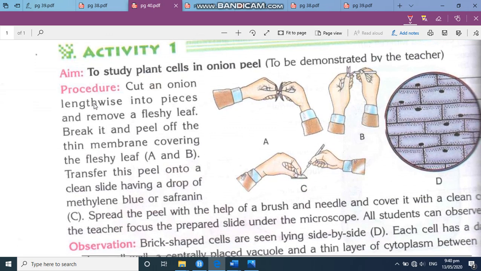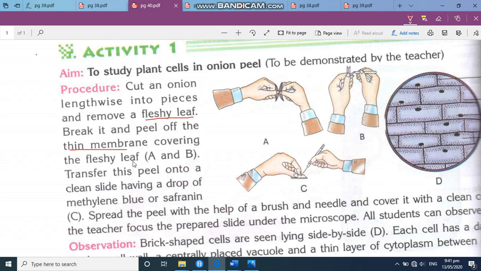Now this is your activity 1. This is to study plant cells in an onion peel. Cut a piece of onion lengthwise into pieces and remove a fleshy leaf. The fleshy leaf is the part of the onion which we eat. Actually it is a fleshy leaf stored with food. So you break it and peel off. If you try it at home, peel off something which is on that leaf. So you'll find a very thin membrane.